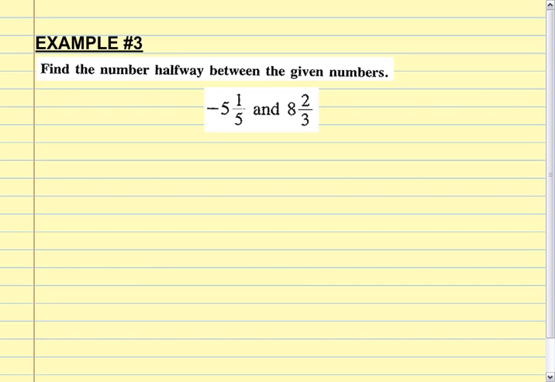Folks, example number 3 says find the number halfway between the given numbers. Halfway between the given numbers. Okay.